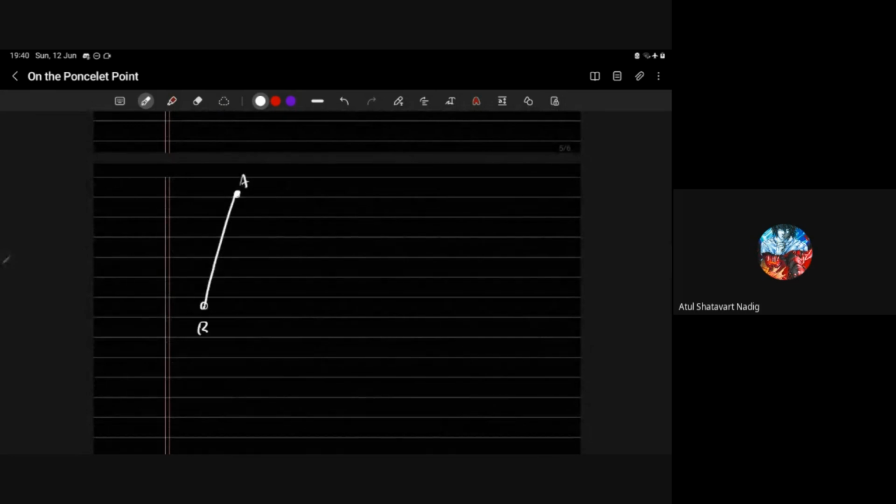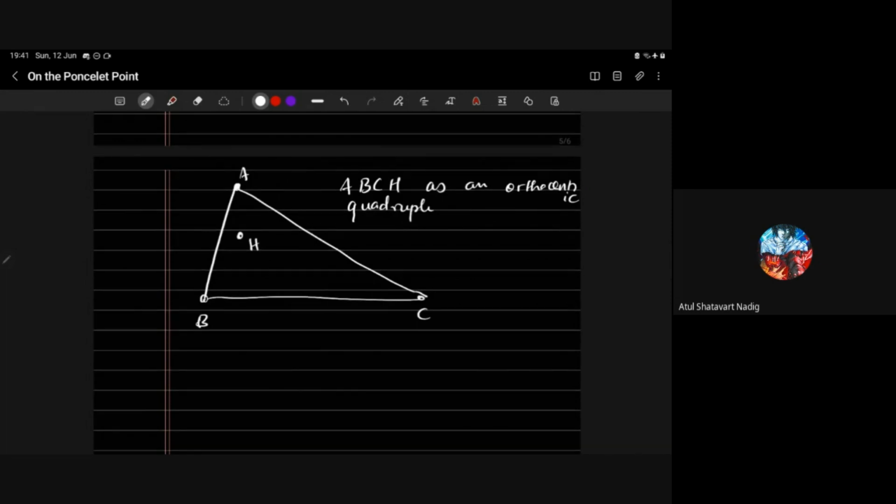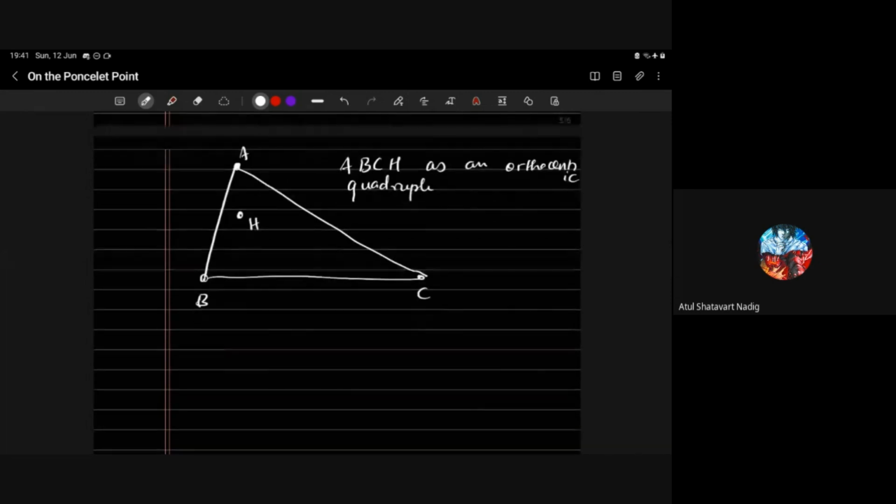So we'll call this system of 4 points, where one of them is the orthocenter of the other three, an orthocentric quadruple. We'll call A, B, C, H an orthocentric quadruple. The thing is, a hyperbola is rectangular if and only if it contains an orthocentric quadruple.